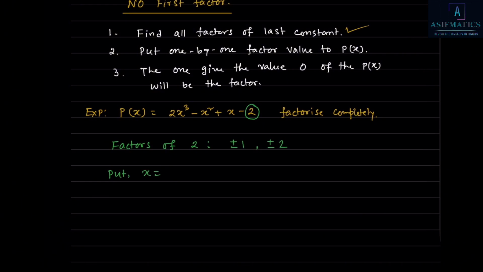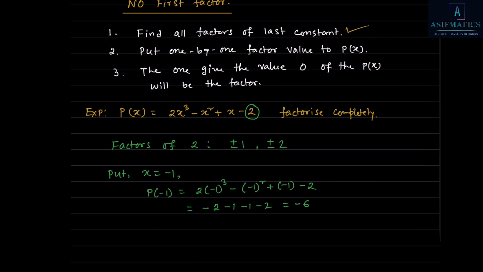So let's see, if we put x equals to minus 1, then what happens? We have 4 candidates from the factors of 2, plus minus 1 and plus minus 2. Let's put x equals to minus 1. So we can write p of minus 1 will be 2 times minus 1 cube minus minus 1 square plus minus 1 minus 2. So this will be minus 2, minus 1, minus 1, minus 2. So the result will be minus 6.